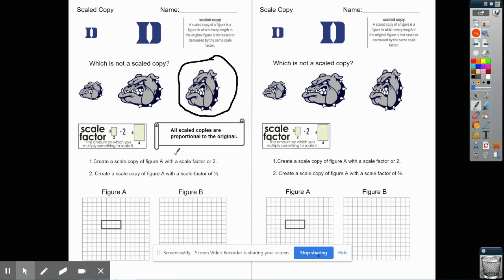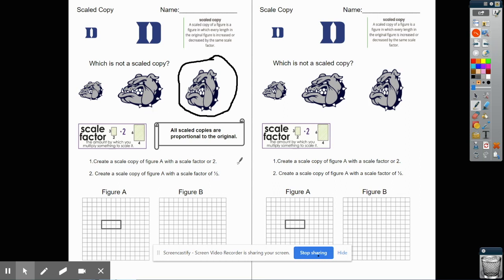So, a scale factor is the amount by which you multiply something to scale it. So, all scale copies are proportional to the original. And so we use that word. That's why we're doing scale factors when we're talking about constant proportionality and things like that. But it is proportional to the original. You can see this third one is not proportional to the previous two.